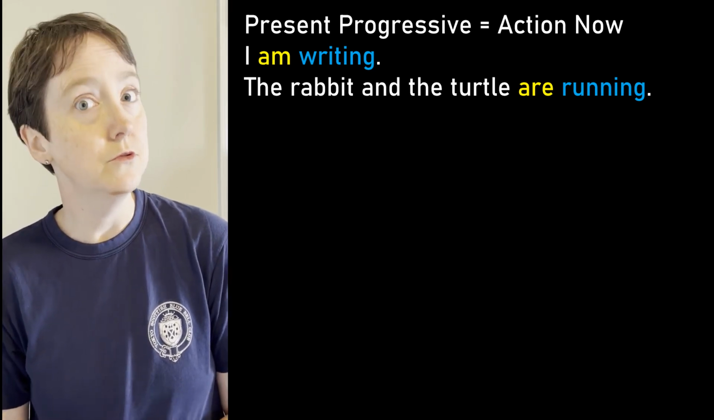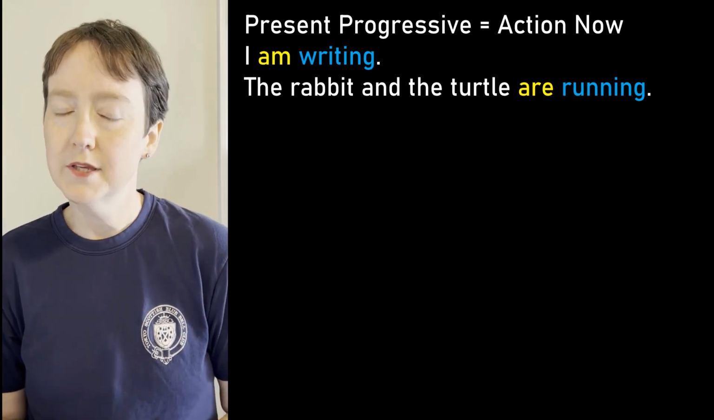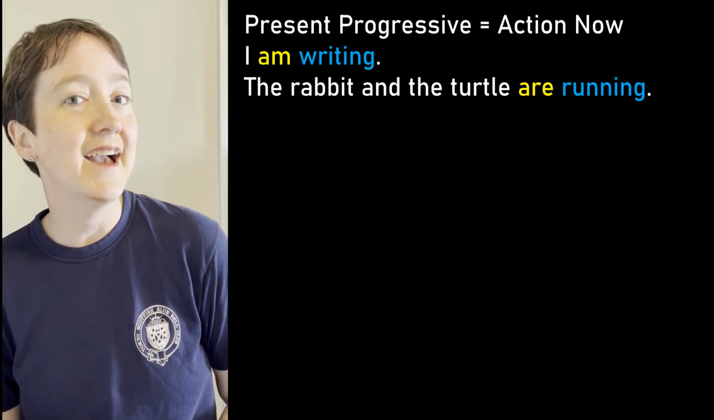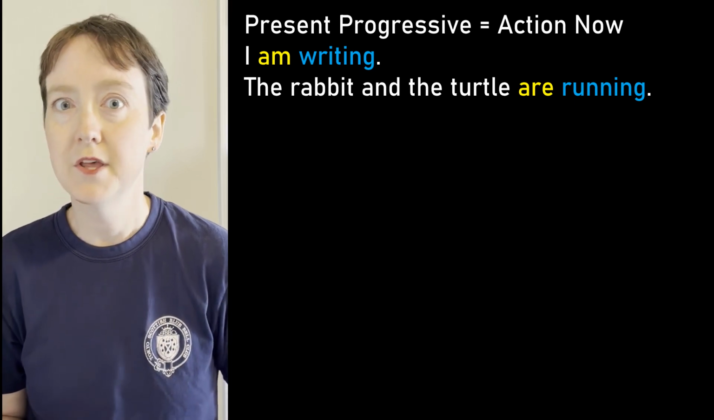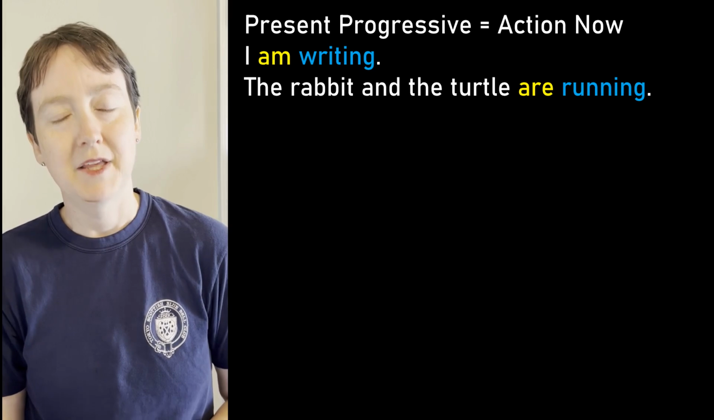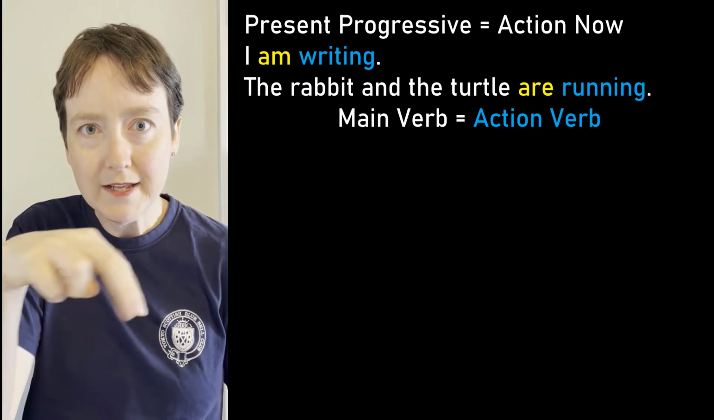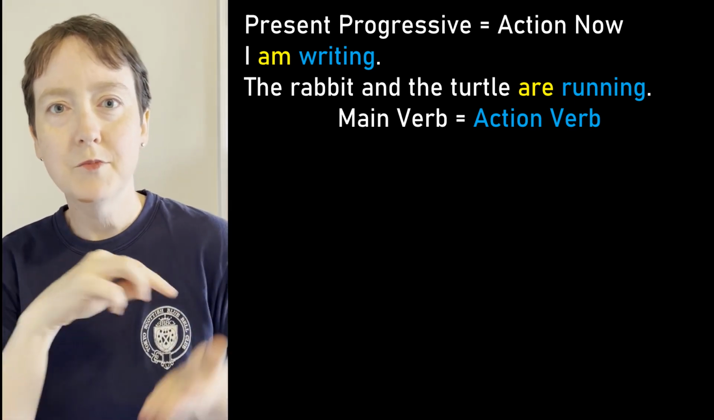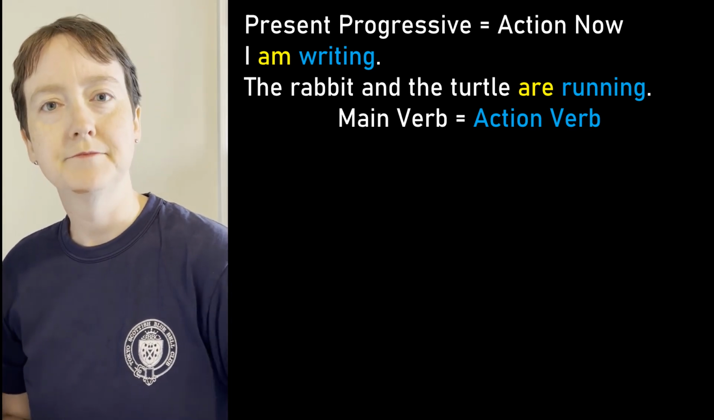What can we do with the present progressive? How can we use it? We can describe a present action. What kind of verb can be the main verb, the present participle after be? An action verb. Yes, the rabbit is running. I am writing. The main verb is an action verb.